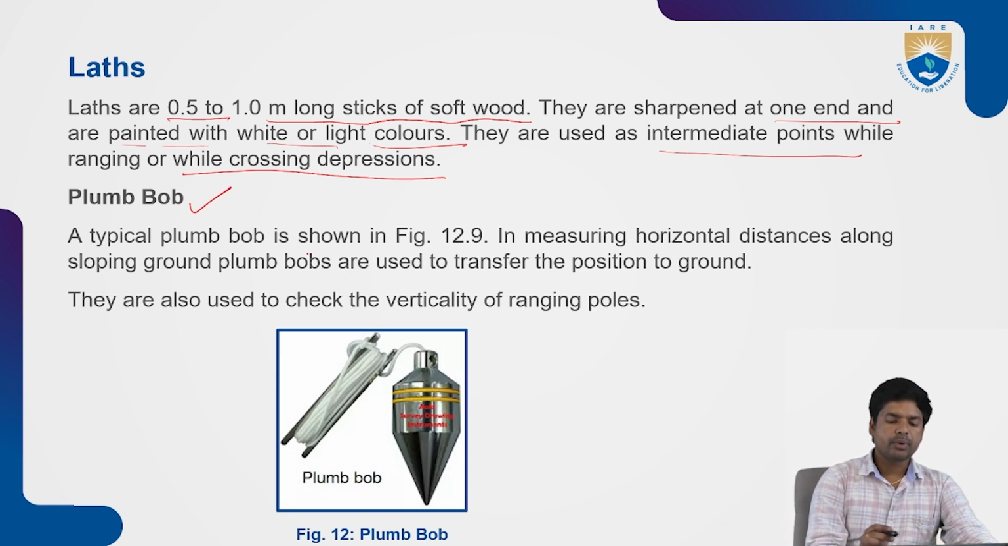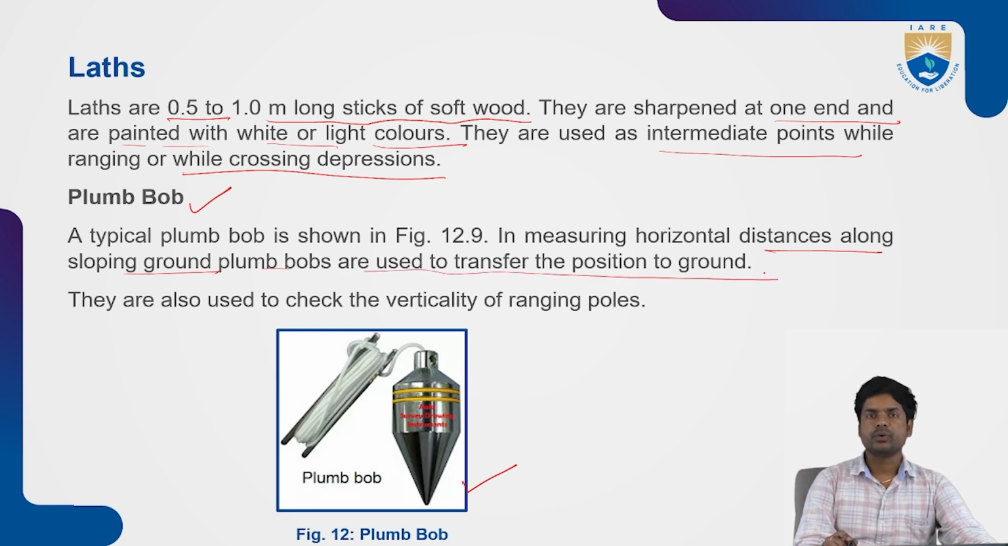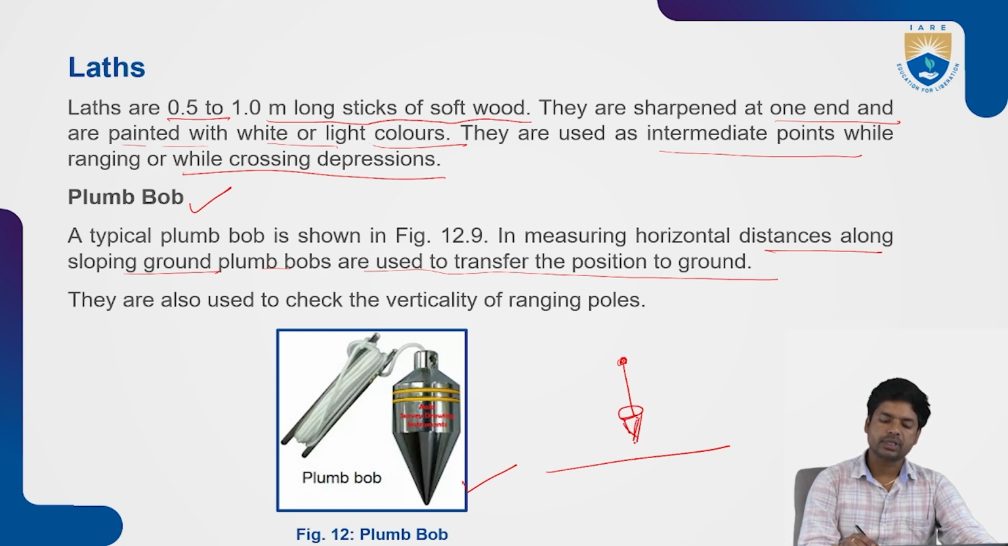And coming to the next instrument, plumb bob. A typical plumb bob is shown in this figure. In measuring horizontal distances along sloping ground, plumb bobs are used to transfer the position to the ground. Suppose this is the ground, and if you want to transfer this point onto the ground, we use the plumb bob to transfer this object position to the ground level.